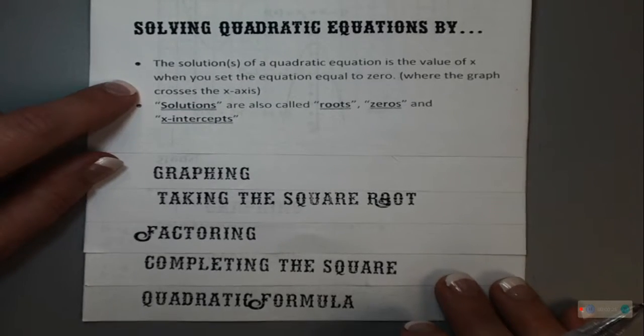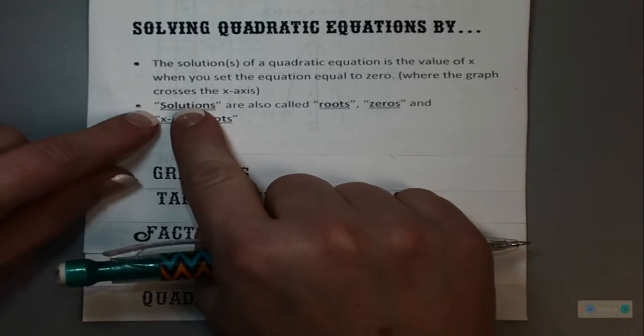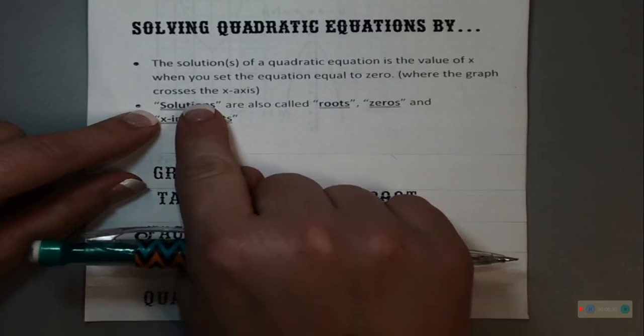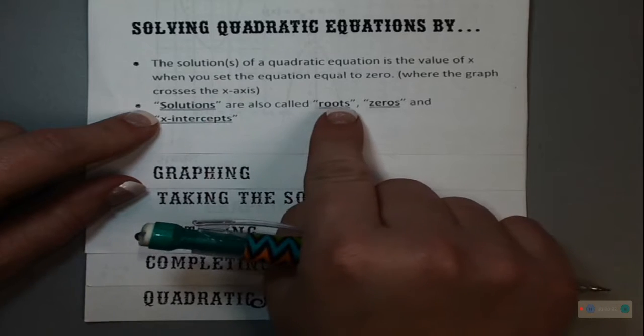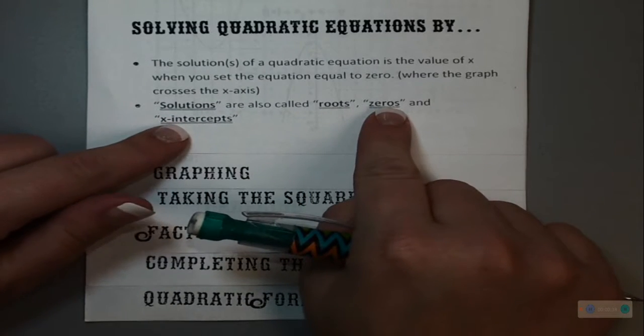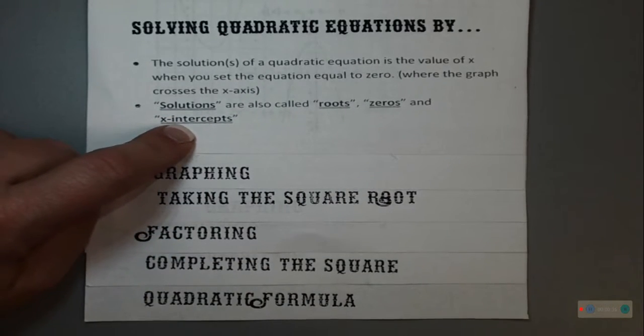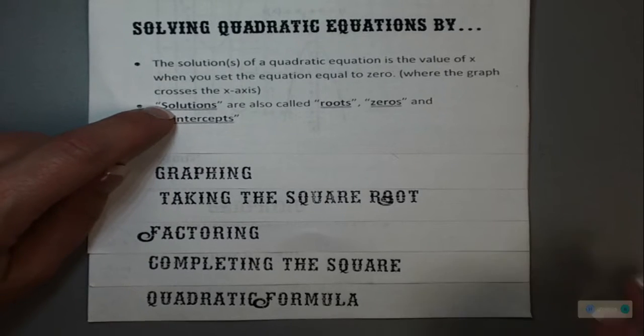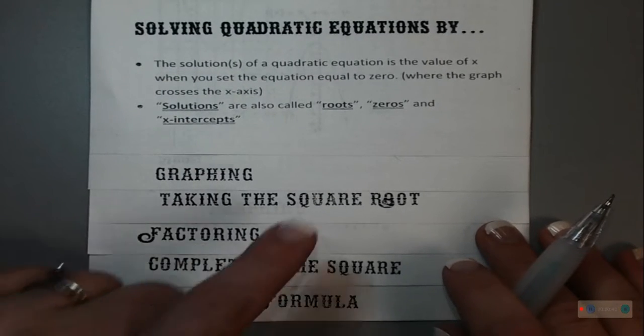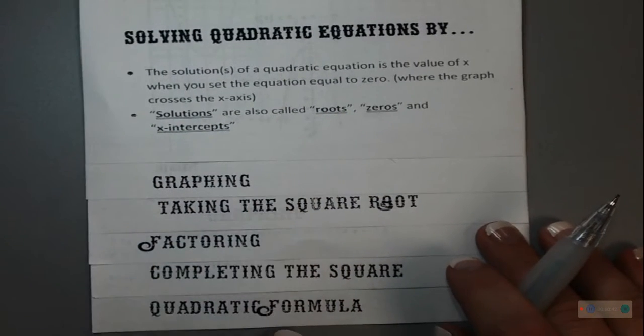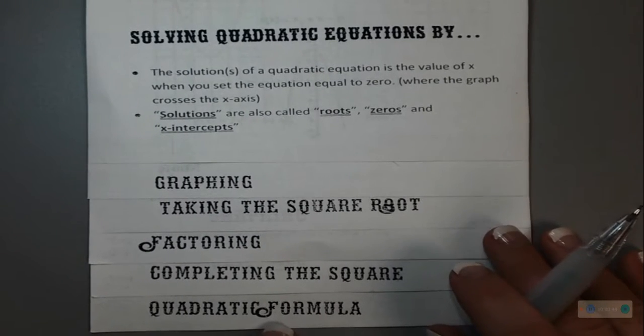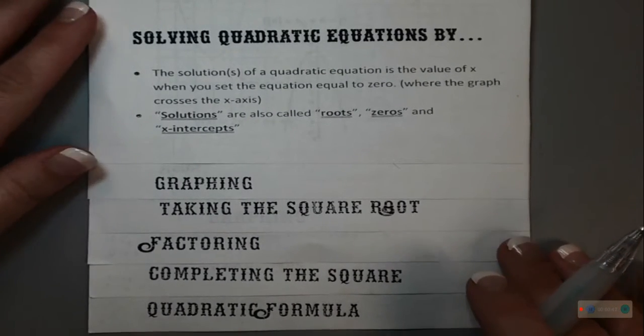It's where you cross the x-axis. You need to know all of these words right here. Solutions, roots, zeros, and x-intercepts all mean the same thing. So if I ask you to find the solutions, you'll use one of these methods. If I say, what are the roots? You're looking for using one of these methods because you're finding where it crosses the x-axis.